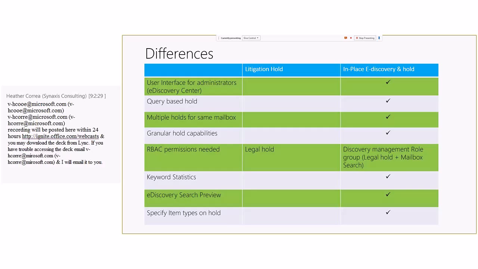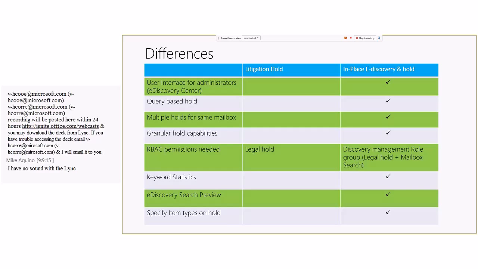Say suppose you have an in-place hold with a certain query, you will see the number of hits against the query once the search runs, which is kind of neat, which wasn't there in the previous version. Also, you have the ability to see the search preview. Once the search estimate succeeds, you can click on a link and then see the preview of the results.